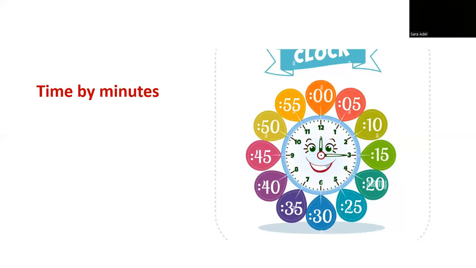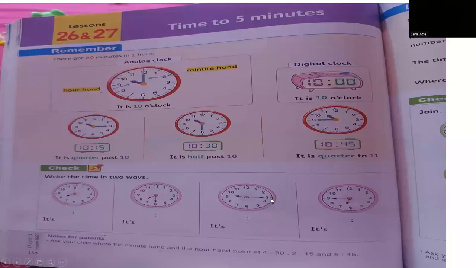When the minute hand stands on 6, it will be half past. And this is the time by minutes. At 12, start by zero. Then every time increase by 5. Every time increase by what? Increase by 5.